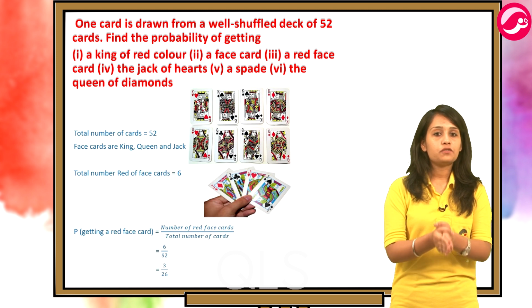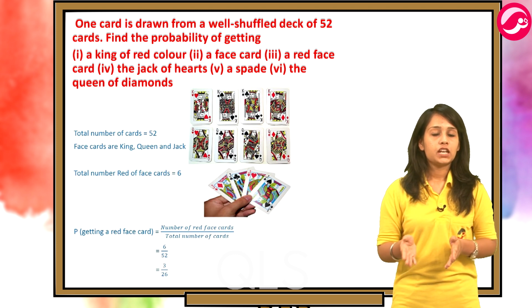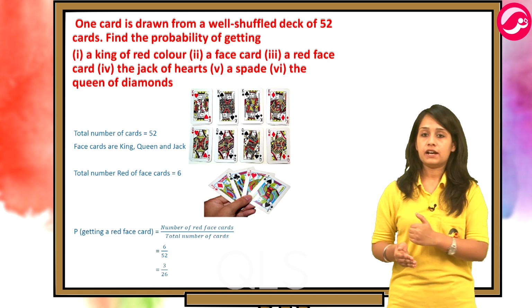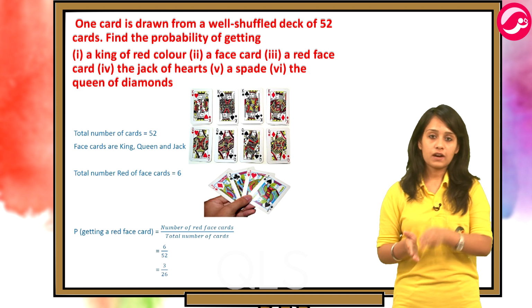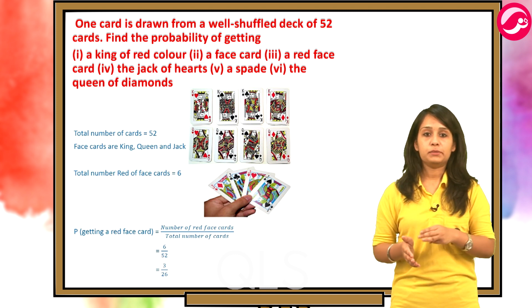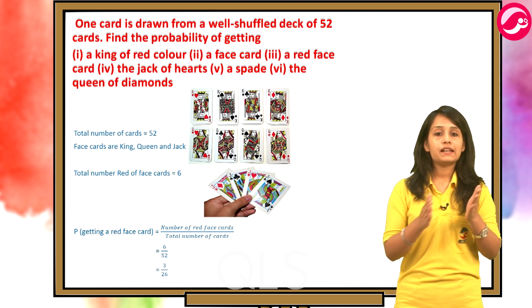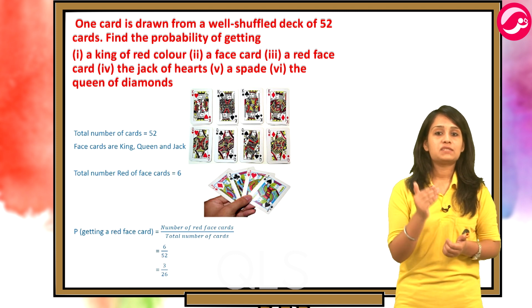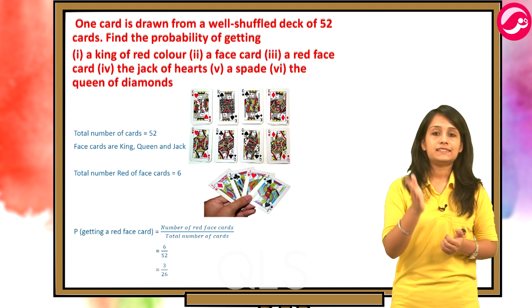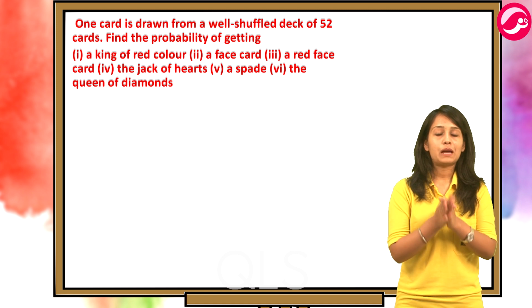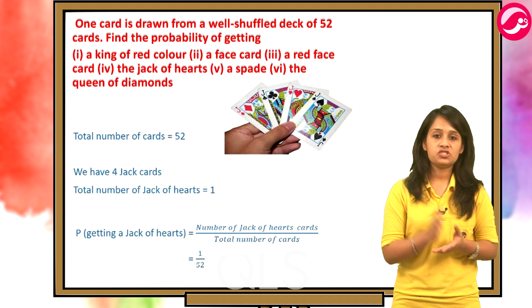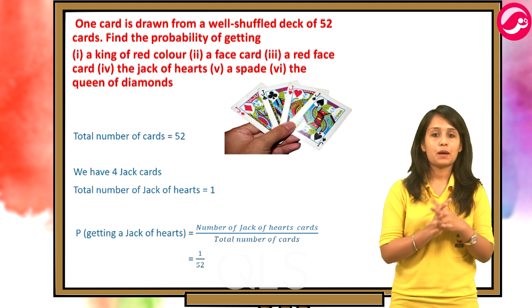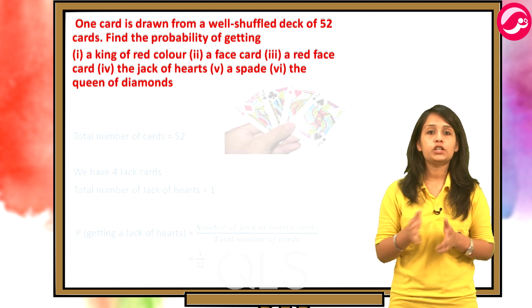What is the probability of getting a red face card? Now out of these 12 face cards, 6 face cards are red, which are 3 cards of hearts and 3 cards of diamonds. So the probability of getting a red face card will be 6 by 52, which is equal to 3 by 26. So the probability of getting the jack of hearts will be, as there is only one jack of hearts, 1 by 52.